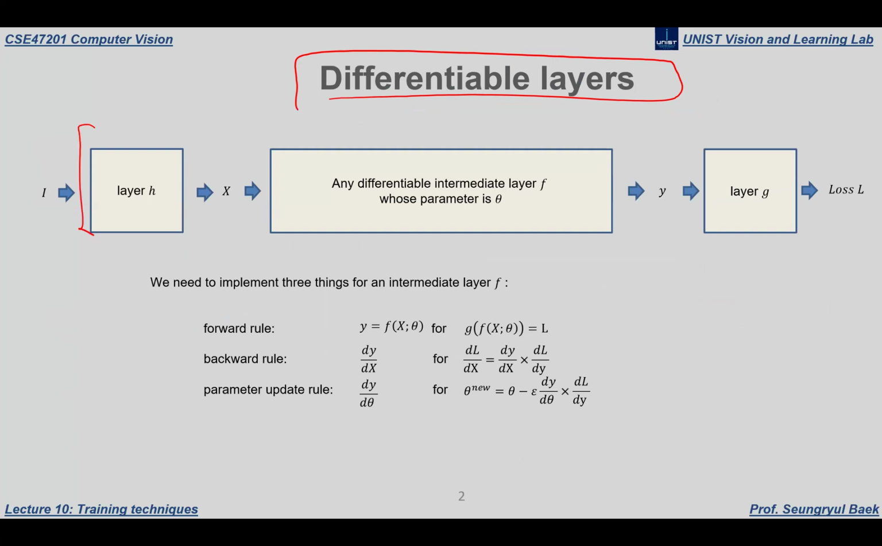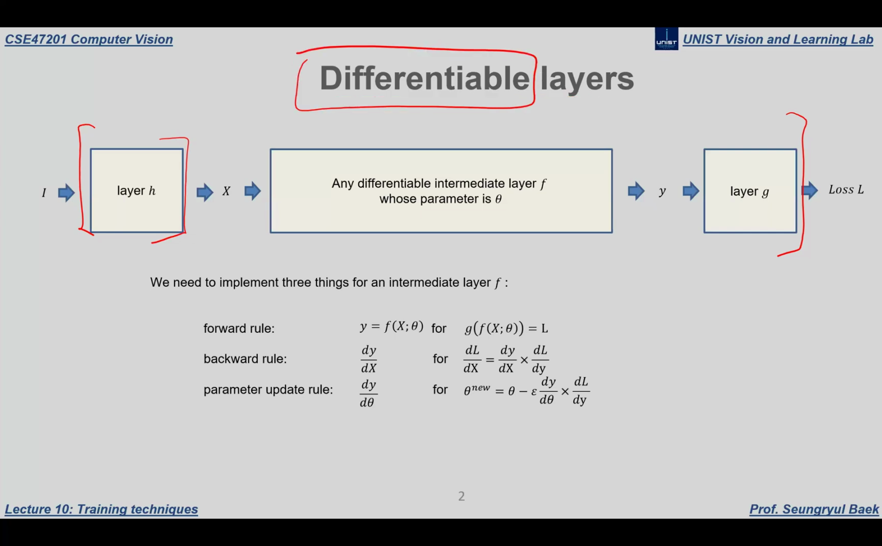To be used in the overall deep learning architecture, each layer has to be differentiable. And differentiability means two things. Their output should be differentiable with respect to their input. And if one layer has a parameter vector, then their output should be differentiable with respect to their parameters. Okay, those are the two essential conditions for an arbitrary layer to be used in the deep architecture.